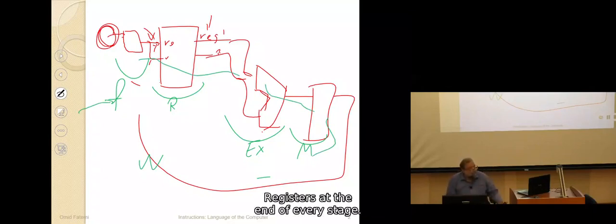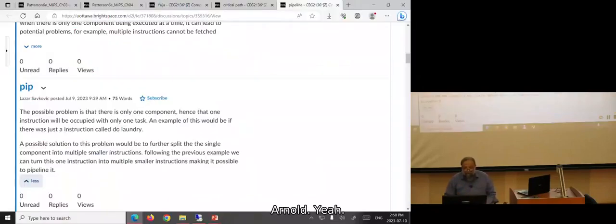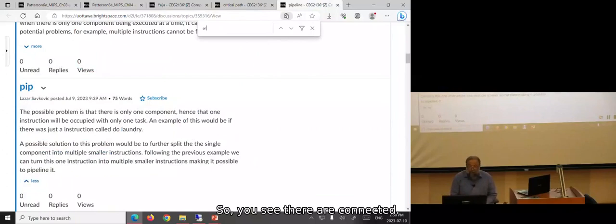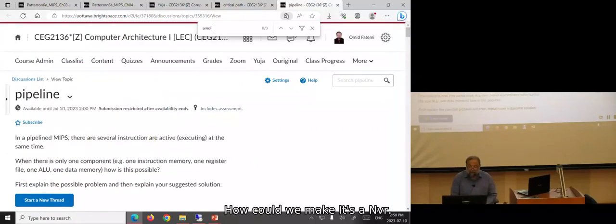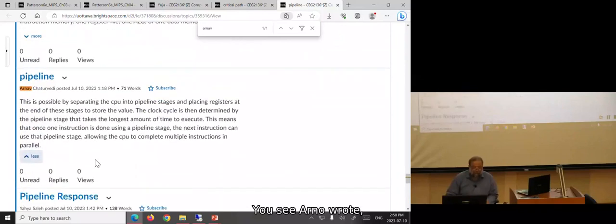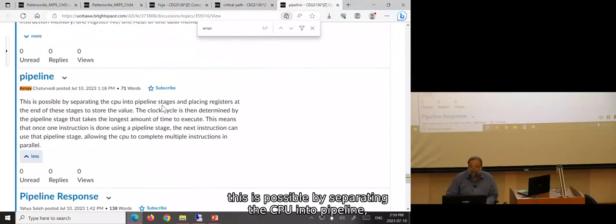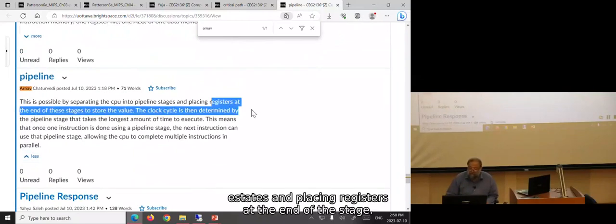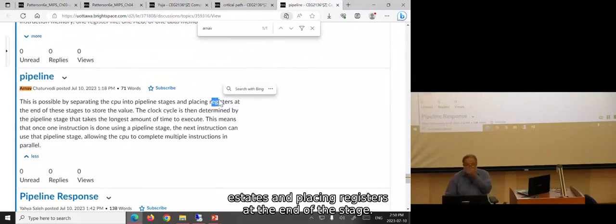Yes? You can add registers at the end of every stage. Oh, very good. Did you write it in your, what is your name? Arnav, okay. Yes, you see, Arnav wrote, this is possible by separating the CPU into pipeline stages and placing registers at the end of these stages.